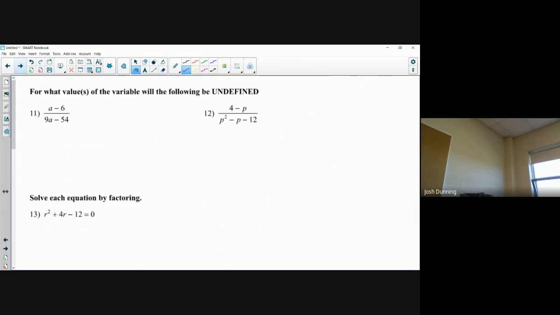Now, just make sure on the real test you read the instructions. Don't keep doing what we just were. Set the bottom equal to 0 for the undefined. This is just a to the first, so just do opposites. Add 54, divide by 9.